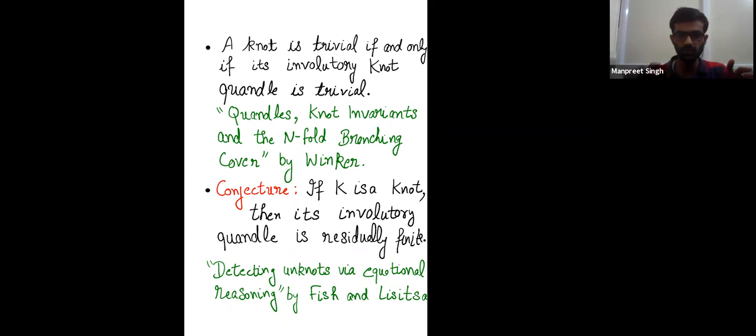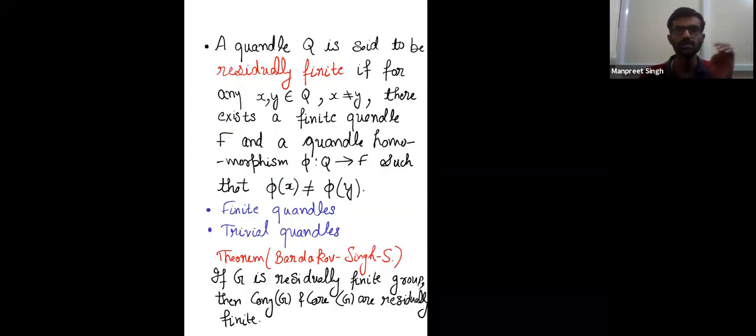The aim of formulating this conjecture is to work on the word problem. Let me define what we mean by a residually finite quandle. We have a quandle and we take any two distinct elements. If we can find a finite quandle and a homomorphism such that their images are distinct, then the quandle is residually finite. For example, finite quandles are residually finite by definition, and trivial quandles are also residually finite.